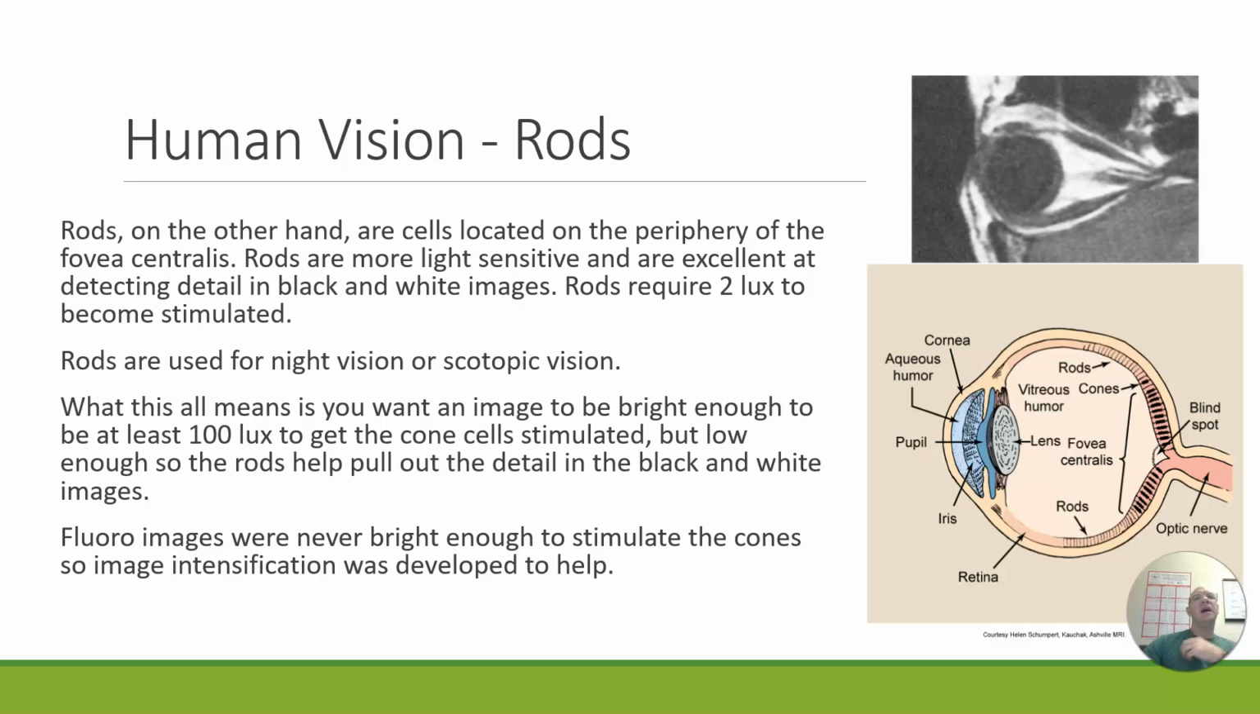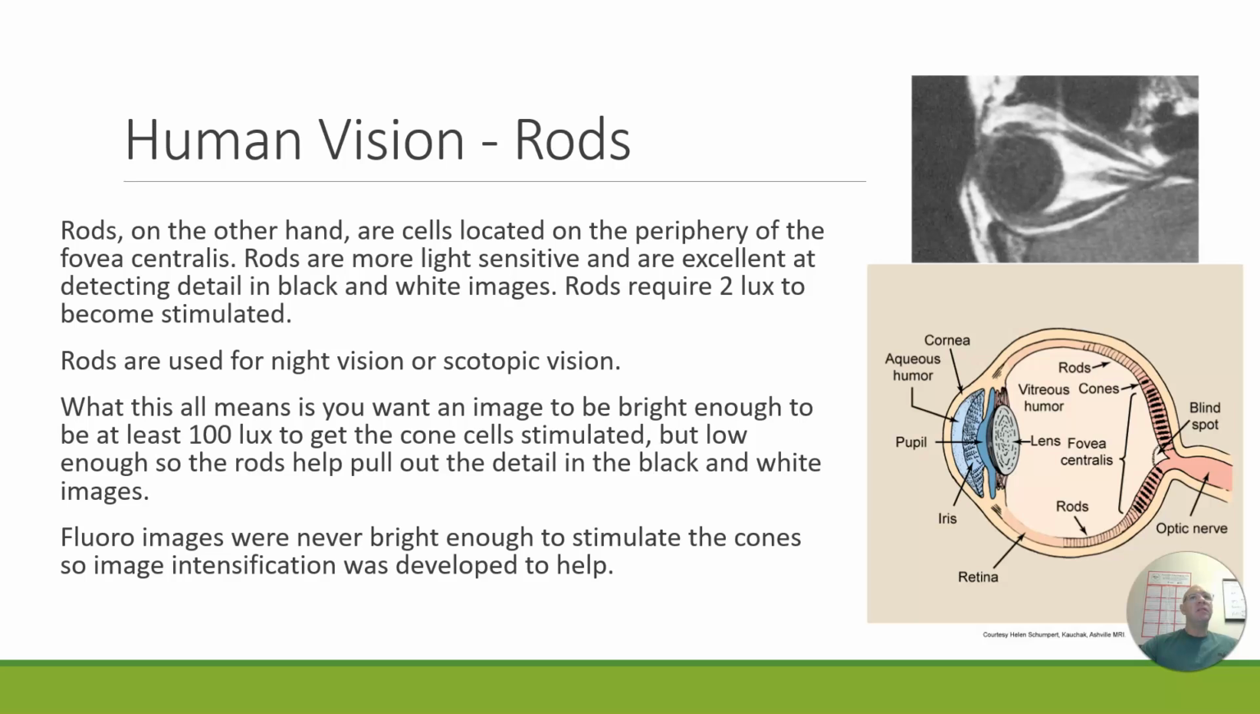Now the other cells of the eye are the rods. Rods are located on the periphery of the eyeball because you have the cones concentrated in the back. They are used for night vision, or scotopic vision, something you might want to remember for the test. Rods are more sensitive to light and only require 2 lux in order to become stimulated. The other nice thing about the rod cells is that they are really good at pulling out detail for anything that's kind of black and white.